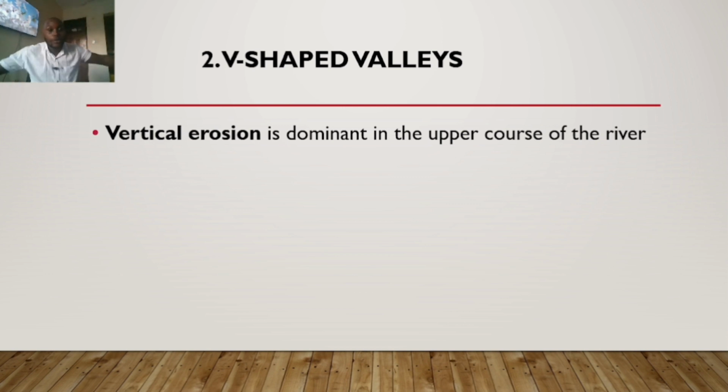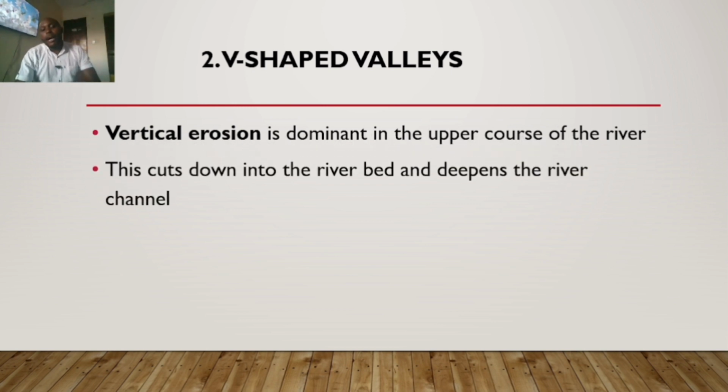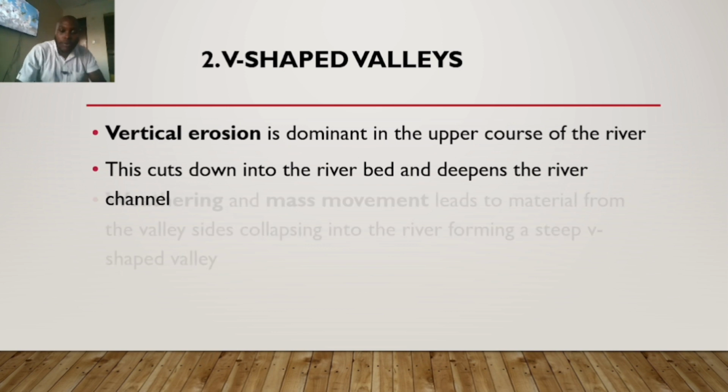Understood? Not sideways. It's taking place as you go down the depth. So it's dominant in the upper course of the river. This cuts down the riverbed and deepens the river. Of course, that's what happens in vertical erosion. It's dominant in the upper course of the river, so it deepens the river.